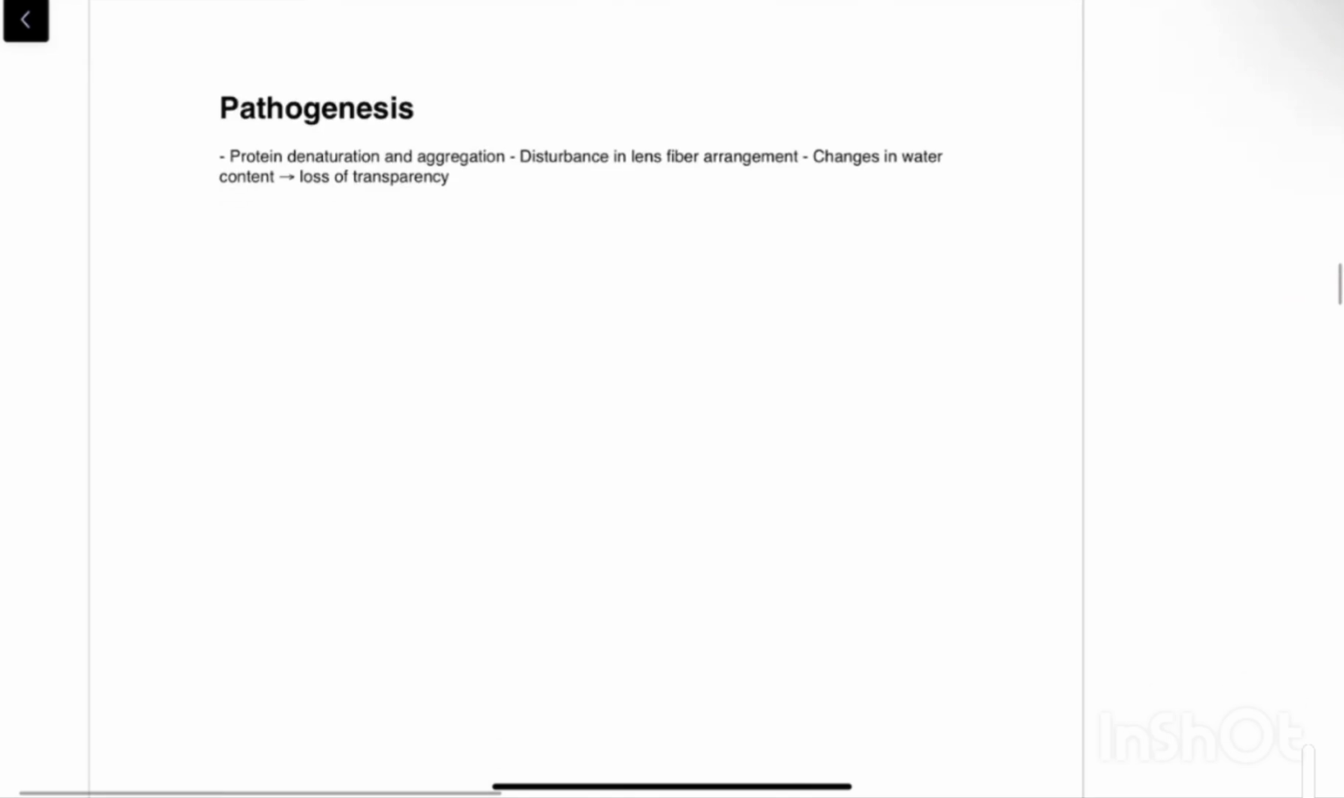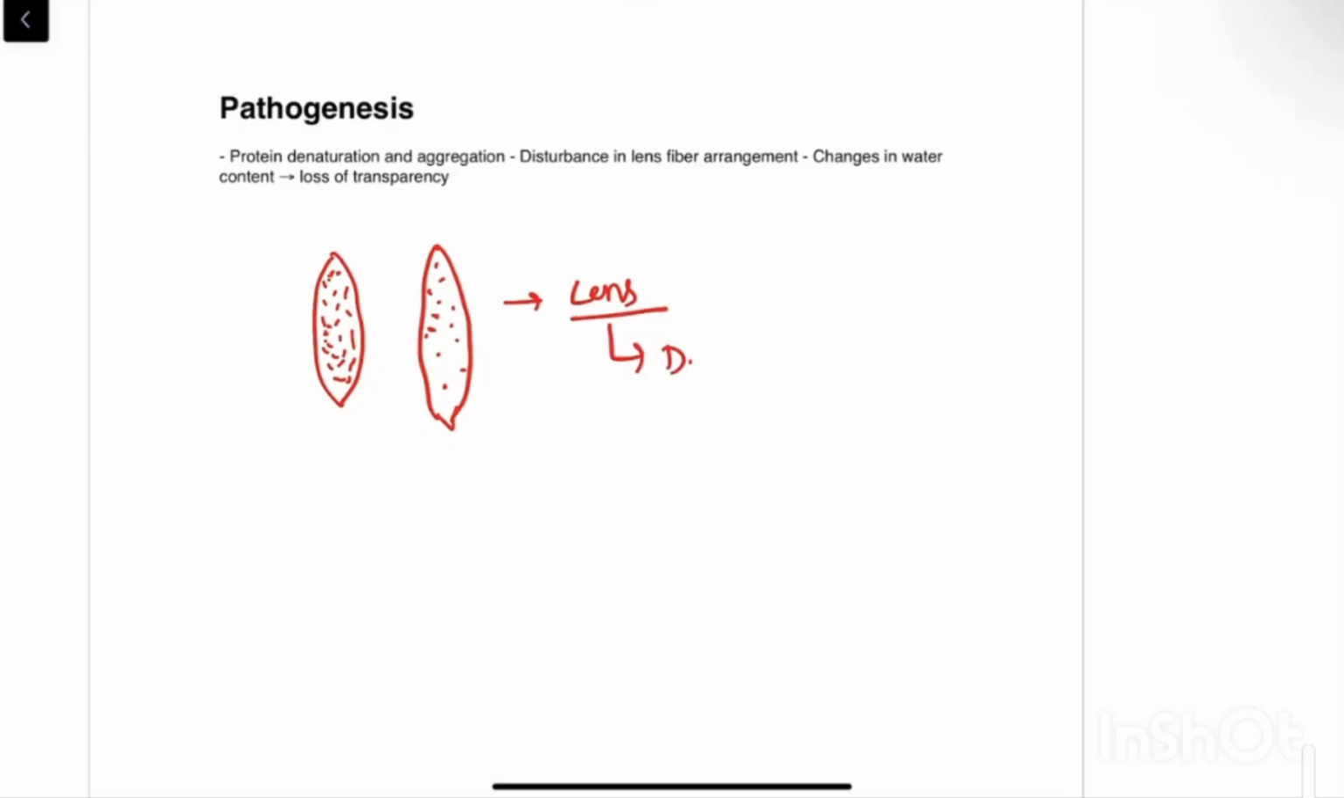Then pathogenesis. What exactly happens? Why does this cataract happen? Just like I said, there will be protein denaturation and aggregation of these denatured proteins. Normally, as I have explained before, proteins get accumulated in the lens like this. But now this protein will undergo degeneration and lose its shape. So they will get accumulated in a vague way and get aggregated in the lens. The denatured proteins are getting aggregated.